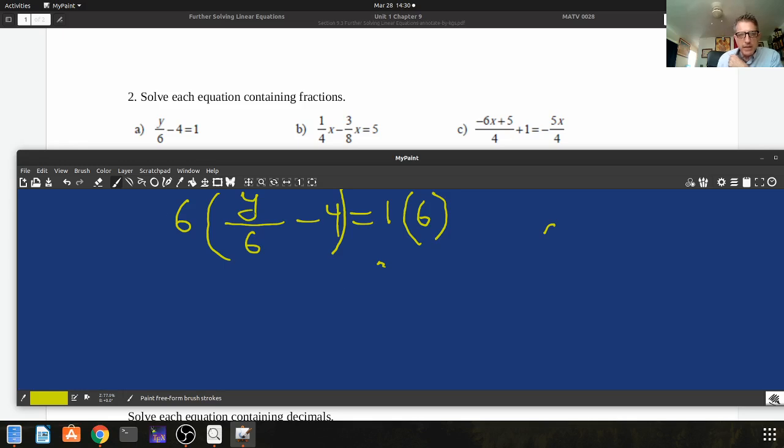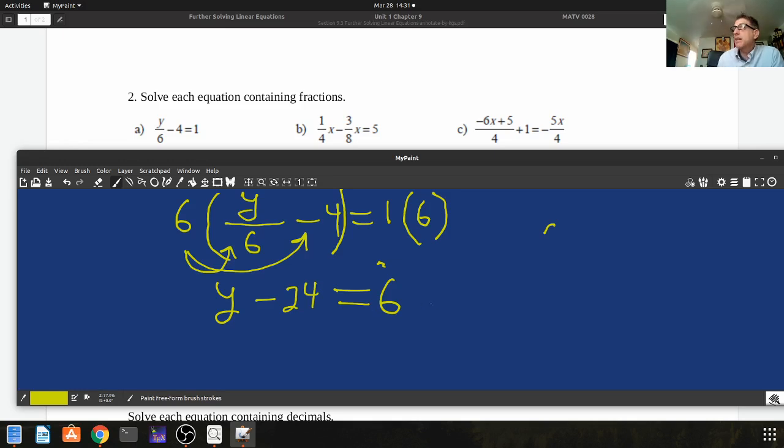So 6 times y divided by 6 is the same as 6 divided by 6 times y. That just leaves me a y. 6 times minus 4 is minus 24. So all I did is I just distributed the 6. I multiplied the 6 times both of those terms. And 1 times 6 is equal to 6.